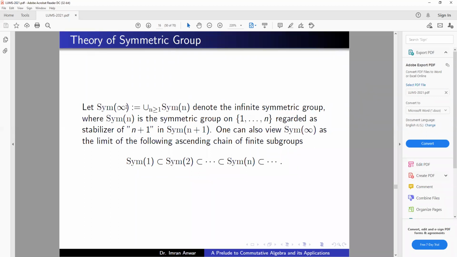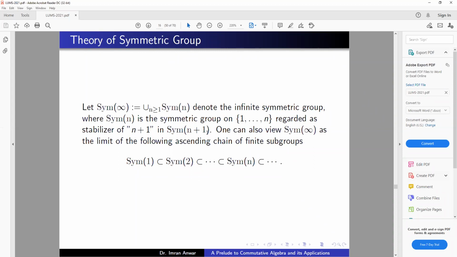So this is not the usual symmetric group you have seen, but this is the union of all these. So in other words, union of all. So it contains Sym1, Sym2, Sym3, the symmetric group of one object, two objects, three objects, four objects, and n objects. And this is quite common. The persons who are familiar with combinatorics know that the symmetric group of n objects is the same as the stabilizer of n plus 1 in Sym(n+1).